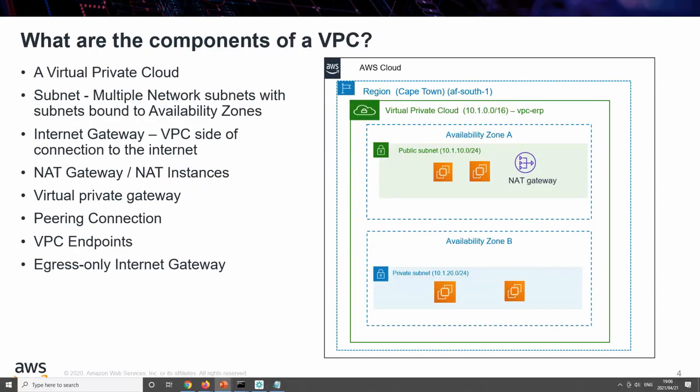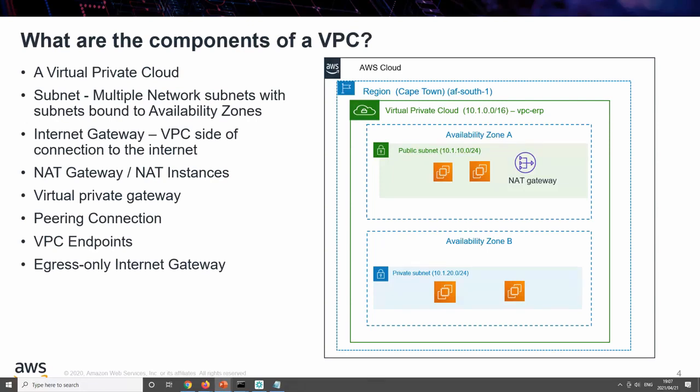So what are the components of a VPC? A VPC is a regional construct. It basically spans an entire region. So if you have 3 locations in Cape Town, you would have 1 VPC that would span those 3 locations as part of that Cape Town region. And within the VPC, you would have availability zones, and within those availability zones, you would have subnets.